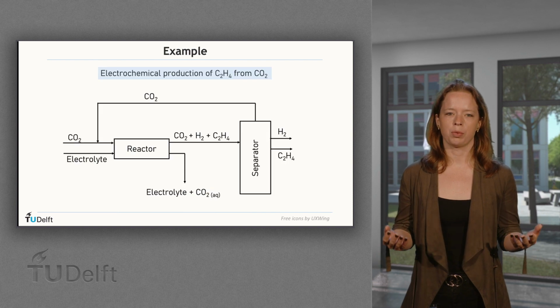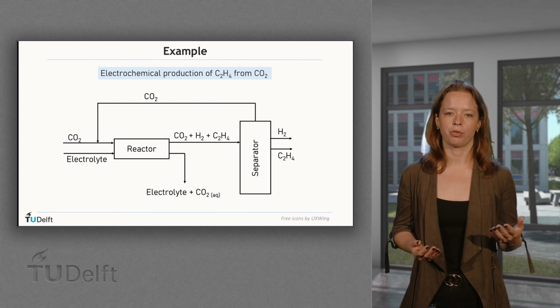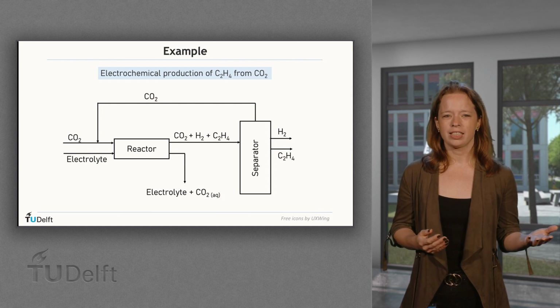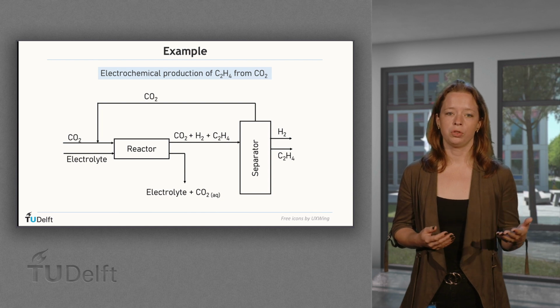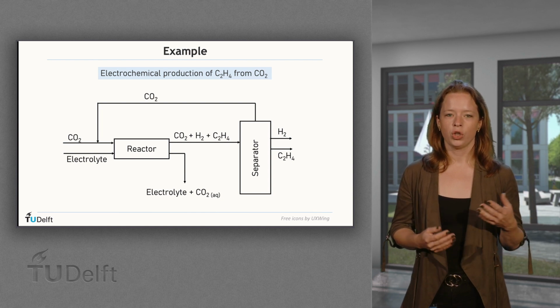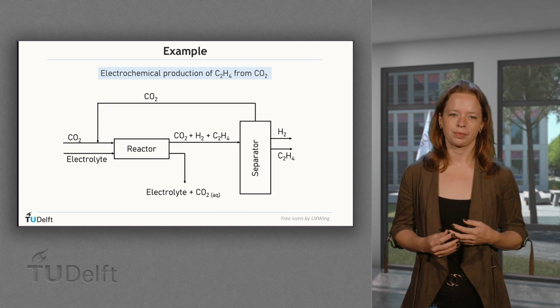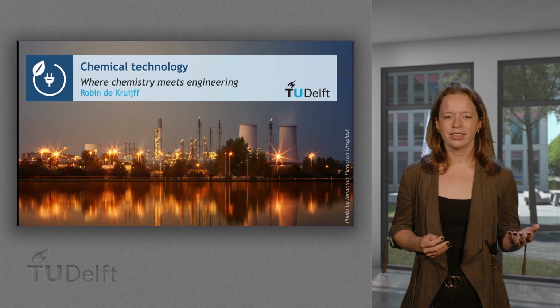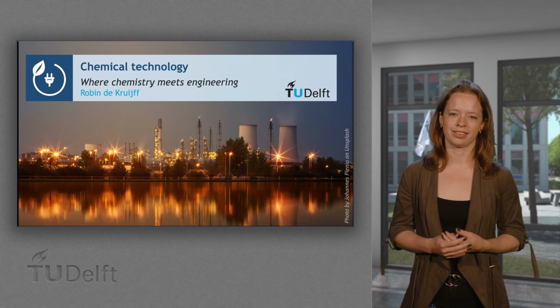Most real-world chemical processes are a bit more complicated than the example we just worked through, of course. What you see on this slide is the flow diagram showing how CO2 can be converted to the useful chemical ethylene. You might remember this flow diagram from the introduction of this module. In the exercises, you'll have the opportunity to practice with flow diagrams and balances. Good luck!